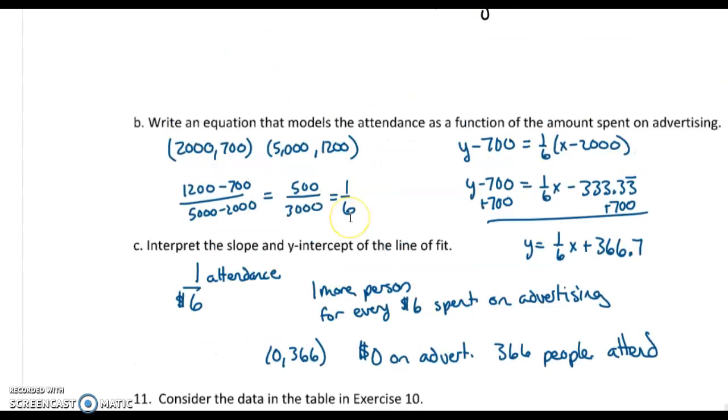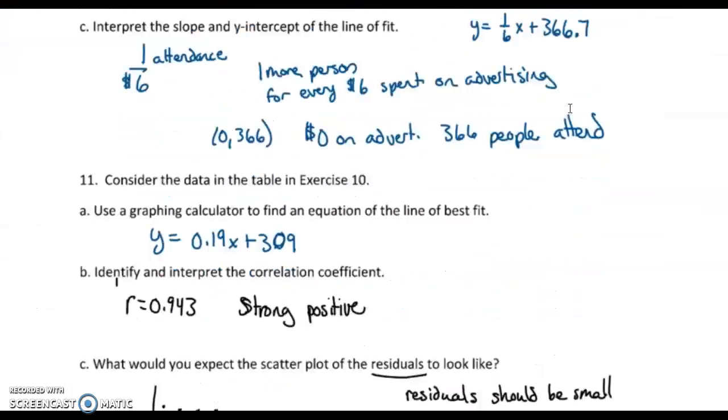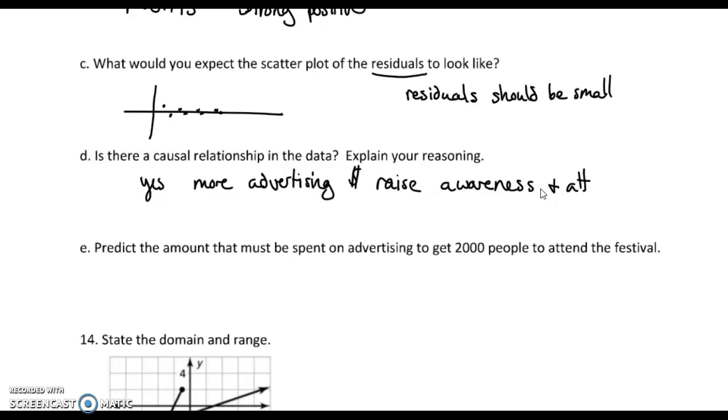So it says, is there a causal relationship in the data? Meaning, let's go back and look at what we're talking about here. Meaning, does the amount of advertising dollars cause the yearly attendance to go up or go down? I would say yes. The more you spend on advertising, the more people know about it and attend. So I think it makes sense that it's not just a correlation, that it does cause it. So I would say yes, because more advertising dollars raise awareness and attendance. Like people are more aware of the festival and therefore they attend more. It just kind of makes sense.